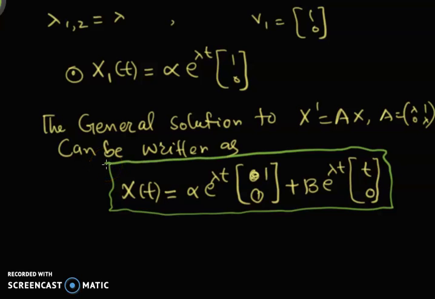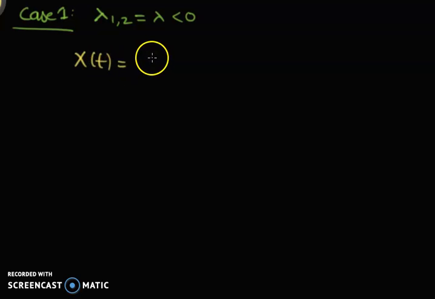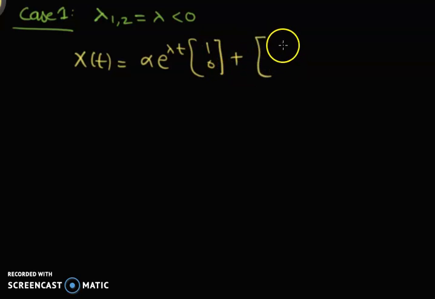Now we need to discuss what happens as time goes to infinity. We will discuss it in cases. Case 1: lambda 1 and lambda 2 are equal. Assume that lambda, which is lambda 1 equals lambda 2, is less than 0. Now our solution is given by x of t equal to alpha times e to the lambda t times (1, 0) plus beta times (t e to the lambda t, e to the lambda t).